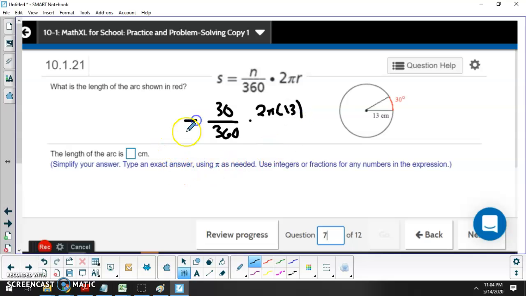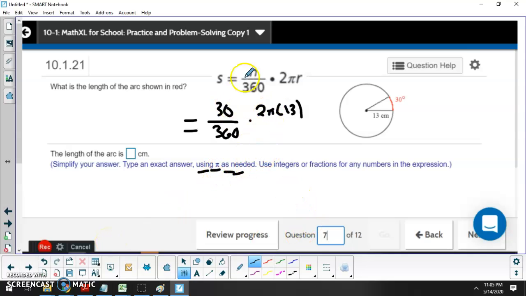There we go. Now what we have to do is simplify this. That's where maybe some of you are running into problems, but you have to be able to simplify fractions. You got to reduce, reduce, reduce. There's a couple different ways you could do this. You can reduce the fraction part first, you could cancel some of these numbers with the fraction part too, or you could multiply straight across and then reduce at the end. But you do not want to multiply by pi. It says type an exact answer using pi as needed, so you don't want to put pi in your calculator.